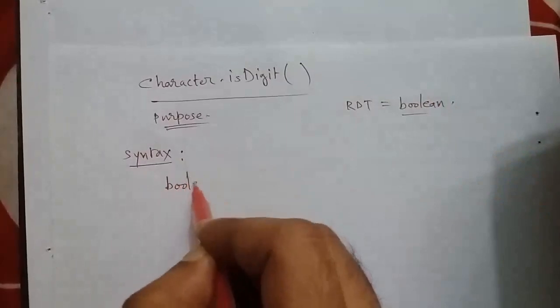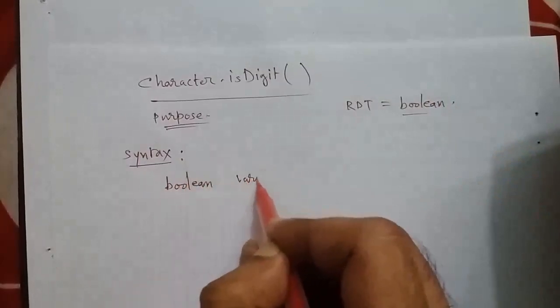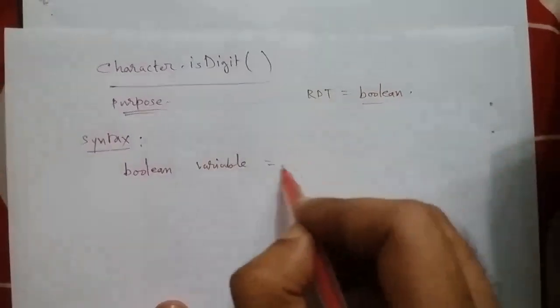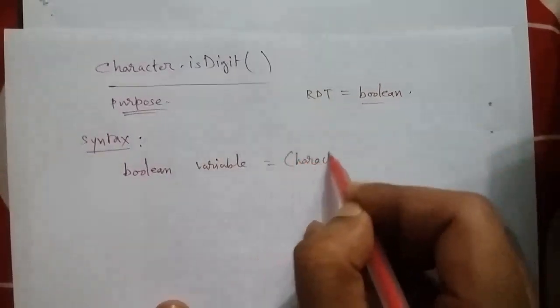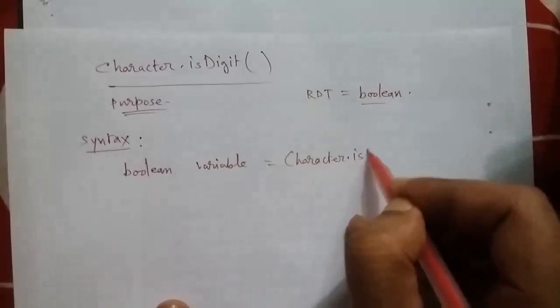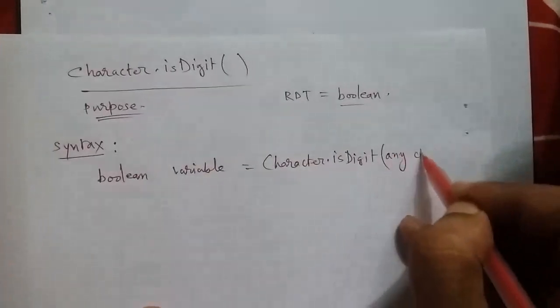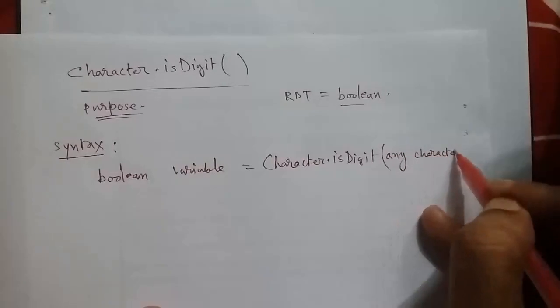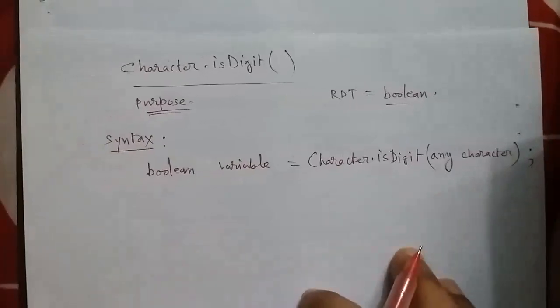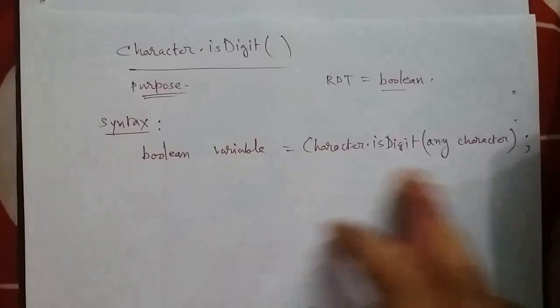The syntax is very easy, similar. Boolean, then a variable equals to Character.isDigit, then any character. Okay. So Character.isDigit, any character.